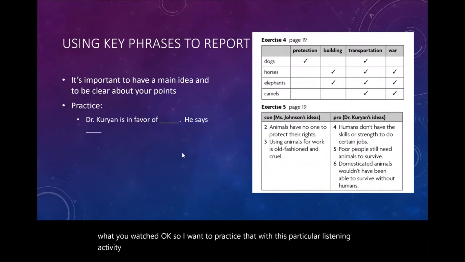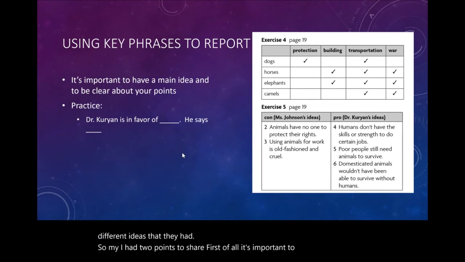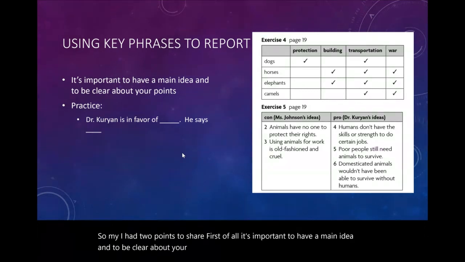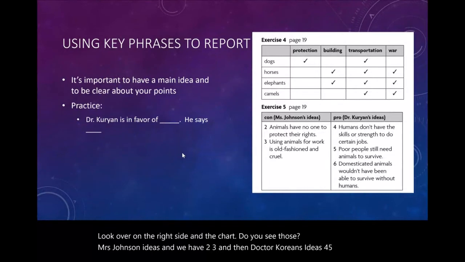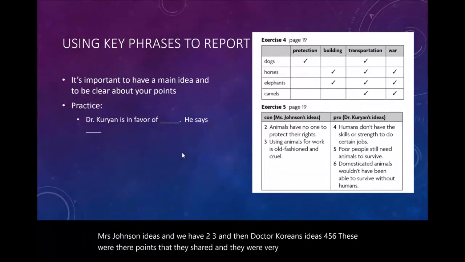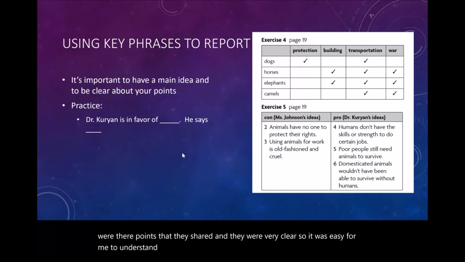So we're going to talk about Mrs. Johnson and Dr. Curran and the different ideas that they had. Okay. So I have 2 points to share. First of all, it's important to have a main idea and to be clear about your points. Look over on the right side in the chart. Do you see those 3, and then Dr. Curran's ideas 4, 5, 6? These were their points that they shared, and they were very clear. So it was easy for me to understand it and write it, and hopefully it was for you too when we did the listening last week.